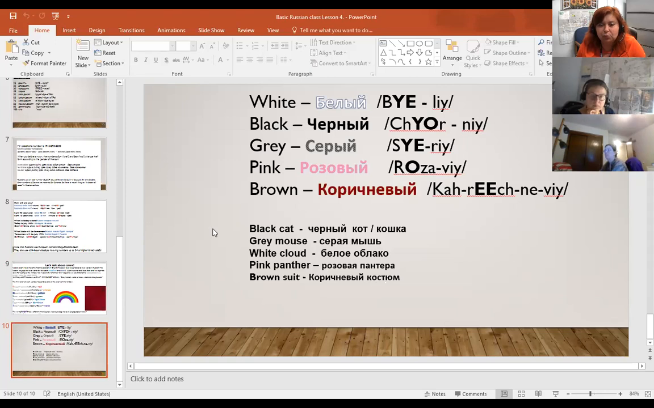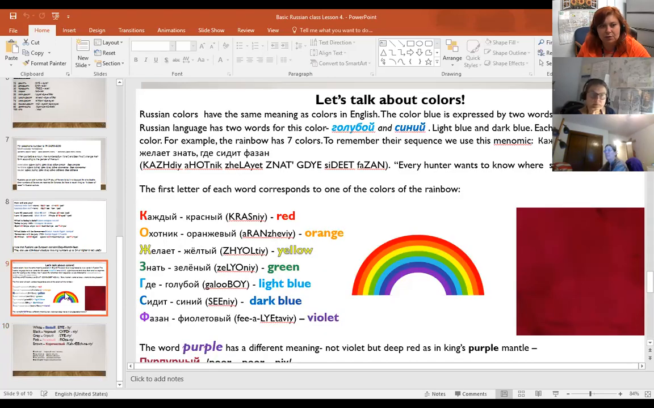So let's see how many words we learned today for colors. We learned белый, черный, серый, розовый, коричневый, and the 7 colors of the rainbow.